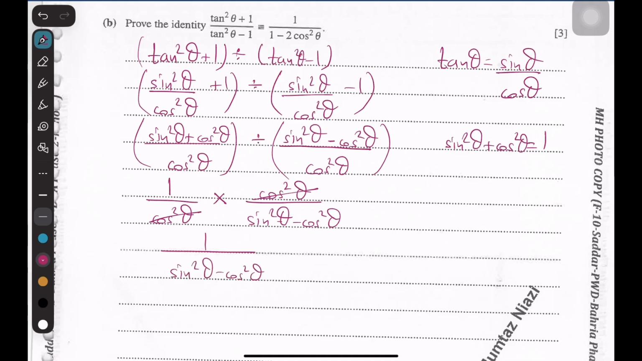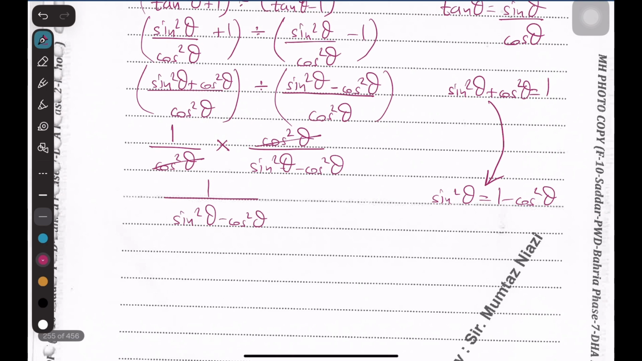Now from this identity we can make this into sine square theta equals 1 minus cos square theta. So we have 1 upon, we can replace sine square theta with 1 minus cos square theta, and then we're left with 1 upon 1 minus 2 cos square theta. So proved.